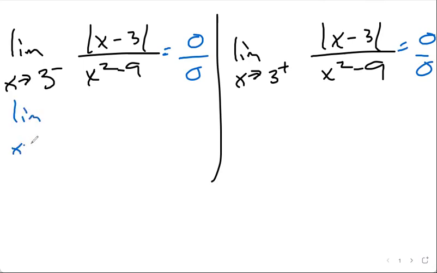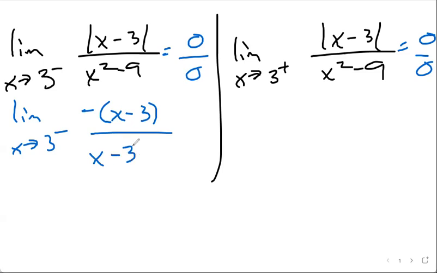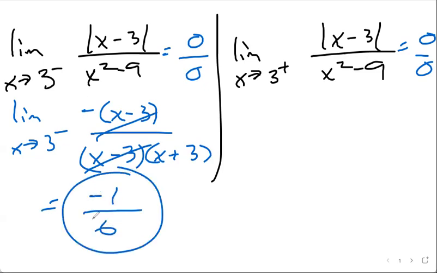So here we go. 3 from the negative side means numbers less than 3. Pick any number less than 3 and plug it inside the absolute value, and the inside will be negative. To take the absolute value of a negative, you multiply by a negative to turn it into a positive expression. And the bottom, we can just go ahead and factor. Now that you reduce and plug in, you get negative 1 over 3 plus 3, which is 6. So negative 1 over 6 for the final answer.